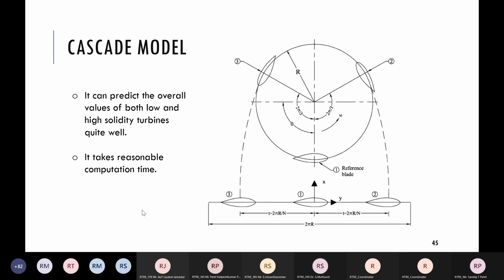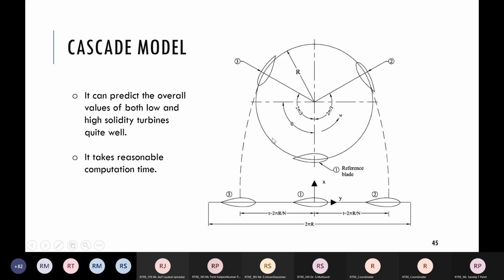So in this model, the aerodynamic characteristics of each element of a blade are obtained independently, similar to our double multiple stream tube theory, and they are assumed to be positioned on a planar surface, keeping the interspace between two adjacent blades as their circumferential distance, as you can see over here.